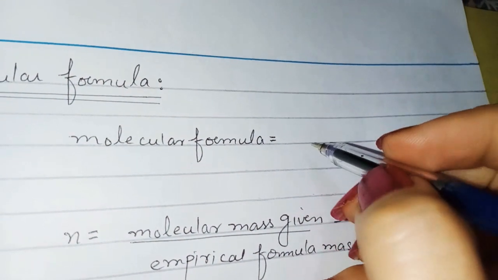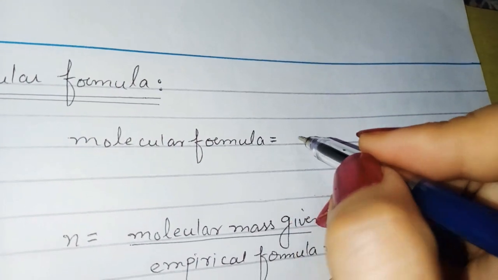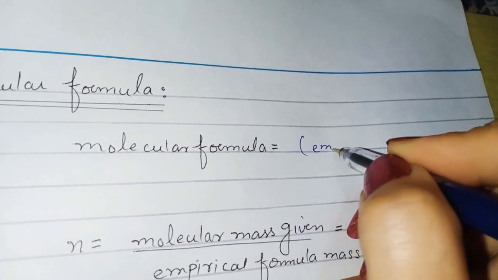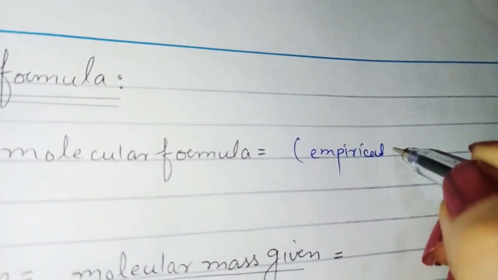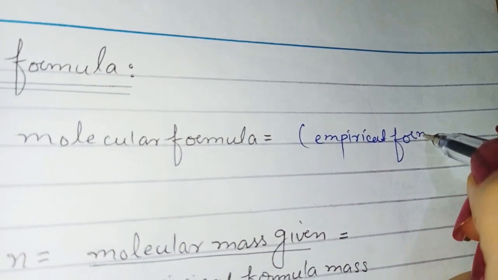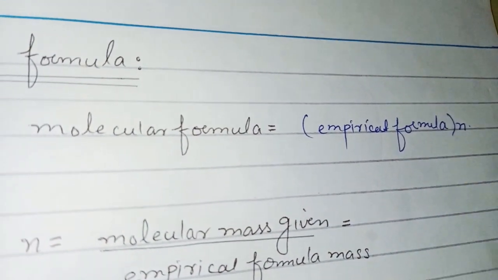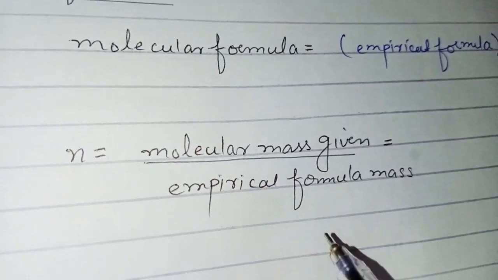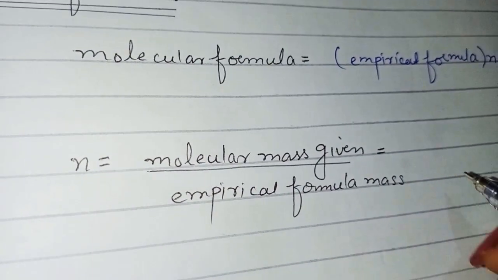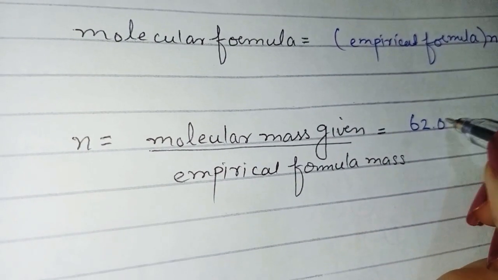We can find the molecular formula from the empirical formula, like that: molecular formula is equal to empirical formula into N. Now the question is, what is N? So N is the given molecular mass divided by the empirical formula mass. So we were given the molecular mass 62.07 grams.